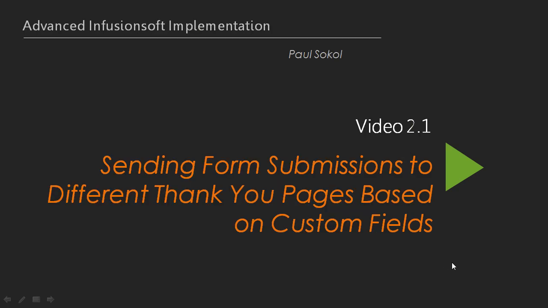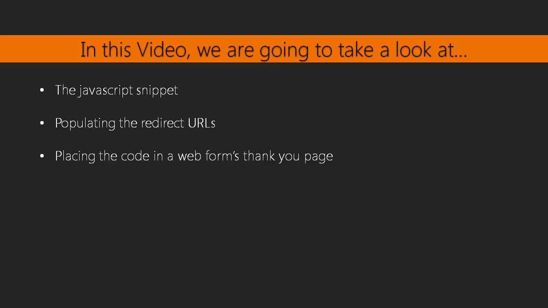In this video, we're going to look at sending form submissions to different thank you pages based on custom fields. When the campaign builder was introduced, it provided the ability to use merge fields on the form's thank you page. This little hack uses a simple piece of JavaScript to pull information from a custom merge field and redirect based on some of the fixed possible values.